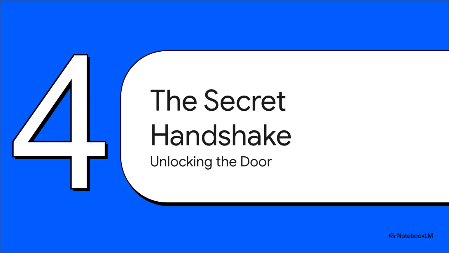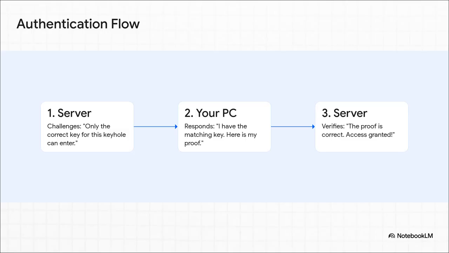All right, everything's in place. Now for the really cool part, the moment of truth. Let's call it the secret handshake. So how does this handshake work? Well, when you try to connect, the server sees your public keyhole and it issues a challenge. It's basically saying, okay, I see my special lock. Prove to me that you have the one key that fits.